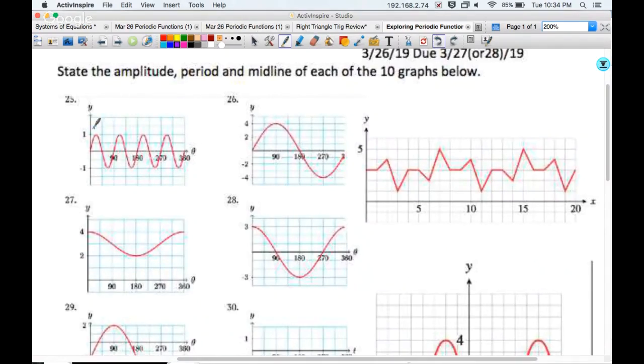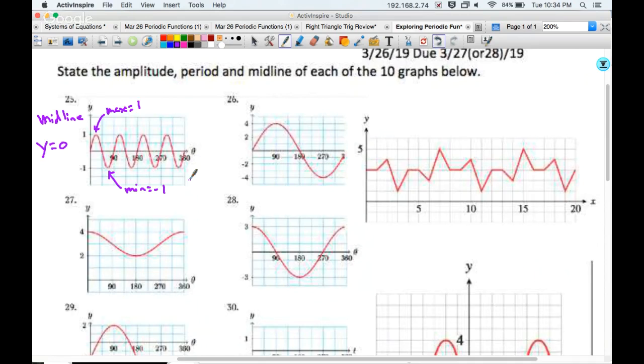So one thing it doesn't ask for, but that can be useful, is the max. Our maximum is equal to 1. Our minimum is equal to -1. And then the midline should be right in between those, so right in between 1 and -1. We're going to get a midline on this one, and it's a line, so it should be an equation for a line of just y equals 0.